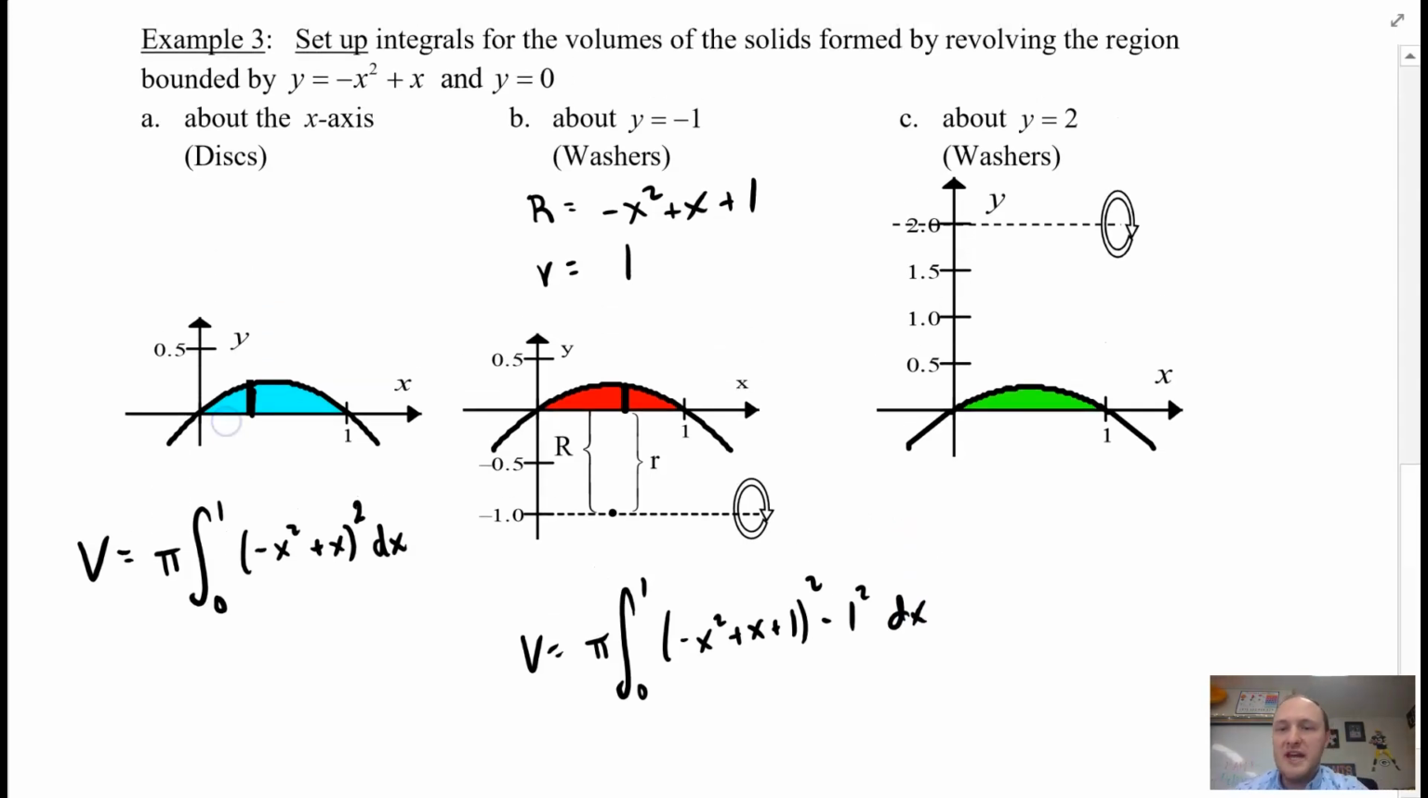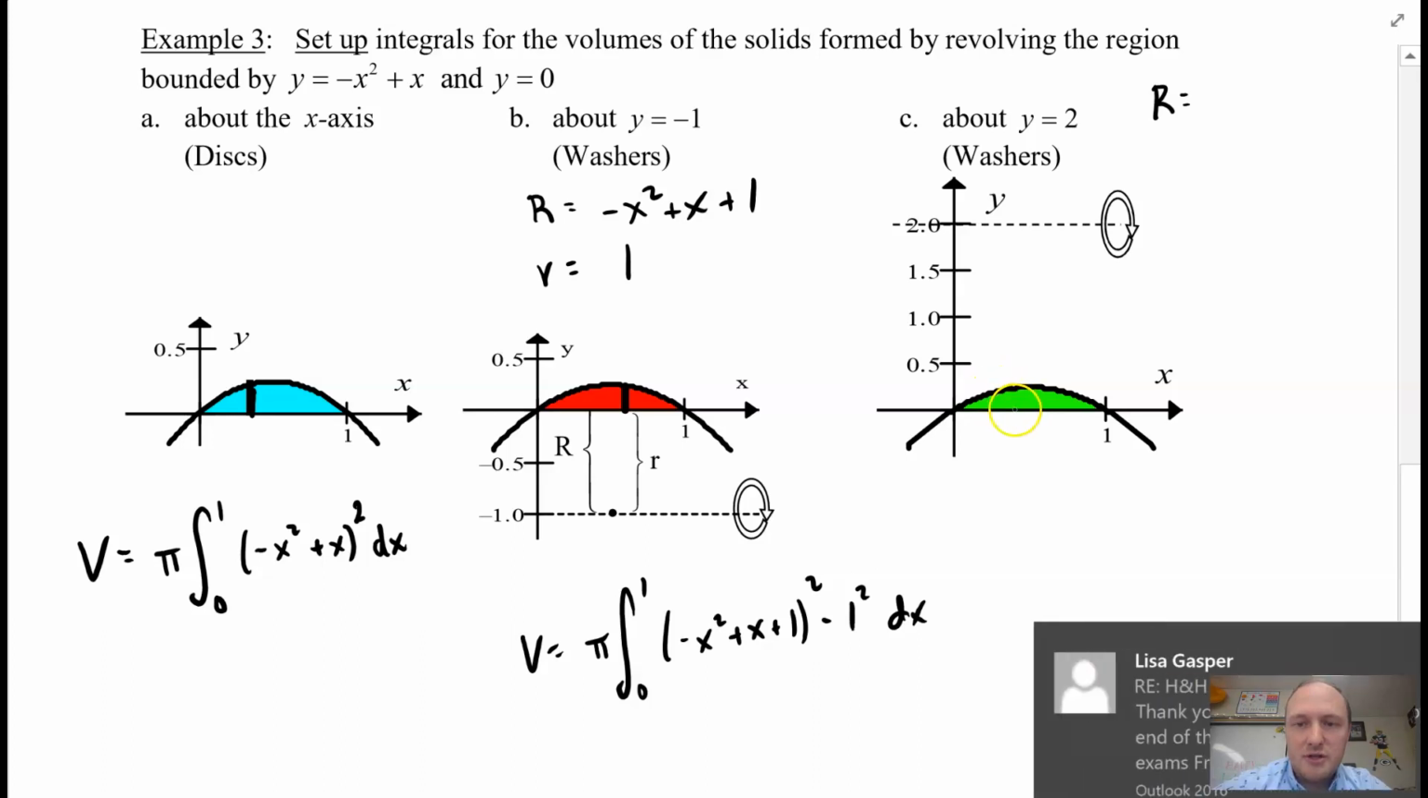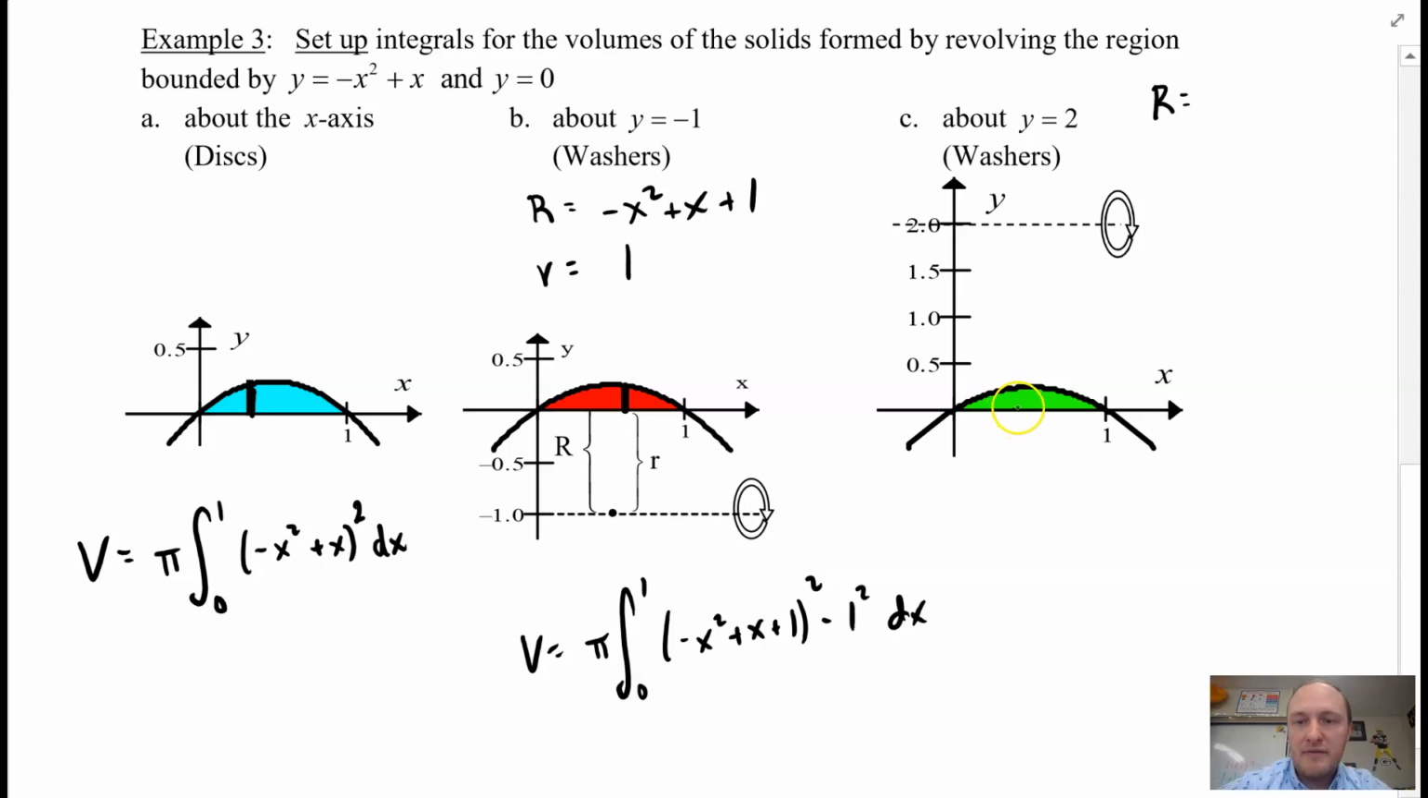For C, now we're rotating about an axis of revolution up. So now it's up at 2. Again, just ask yourself, what's big R? That's from the bottom of my function all the way up to here. So this is big R. That whole distance is just 2. So there's the big radius. Now we have to calculate our small radius.